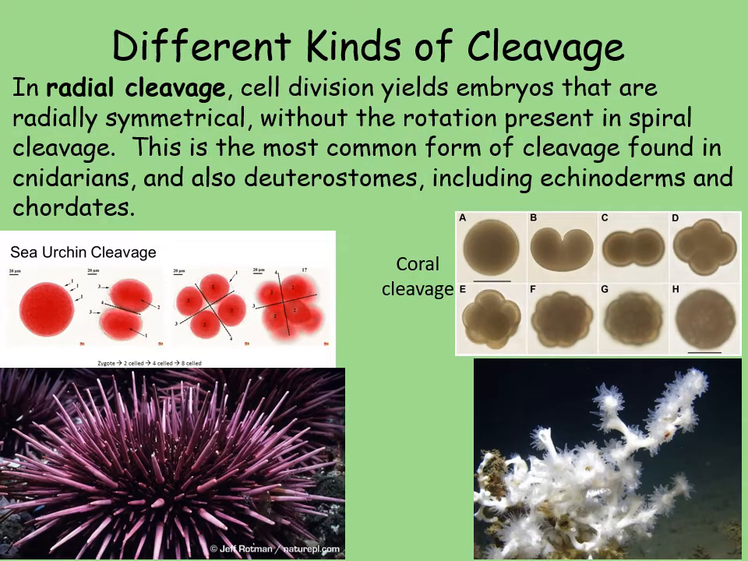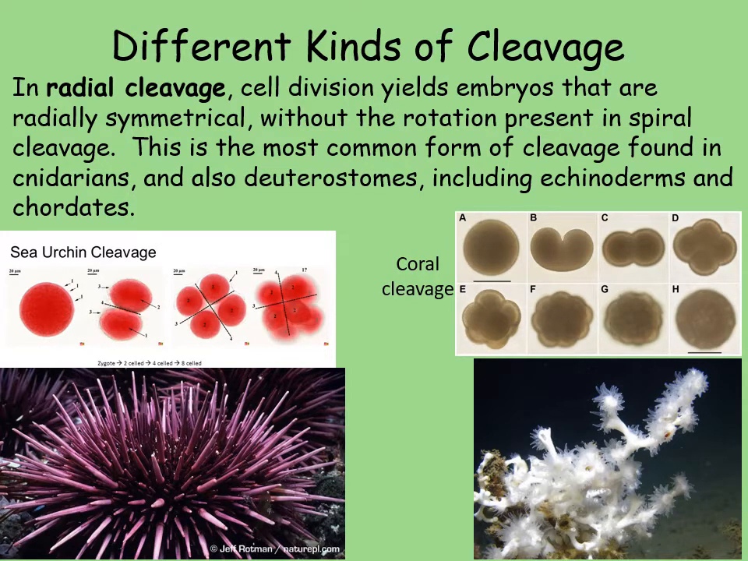So another possible cleavage pattern is radial cleavage. In radial cleavage, all of these new layers of cells are nicely lined up. So they don't have the rotation that was present in spiral cleavage. So it yields an embryo that is radially symmetrical, where basically you can cut the embryo a bunch of different ways, and you'll have the same looking embryo parts on both sides.